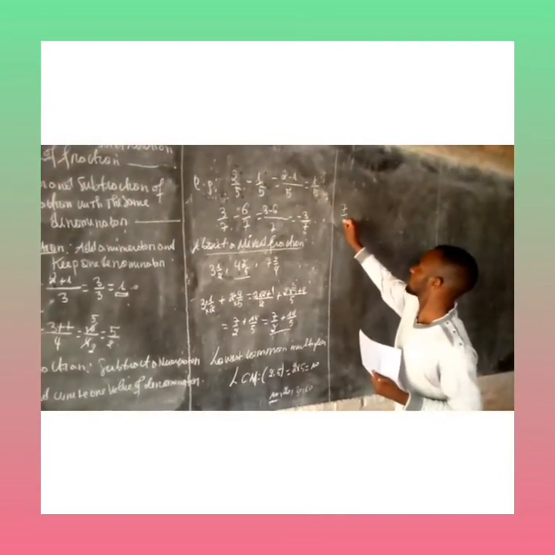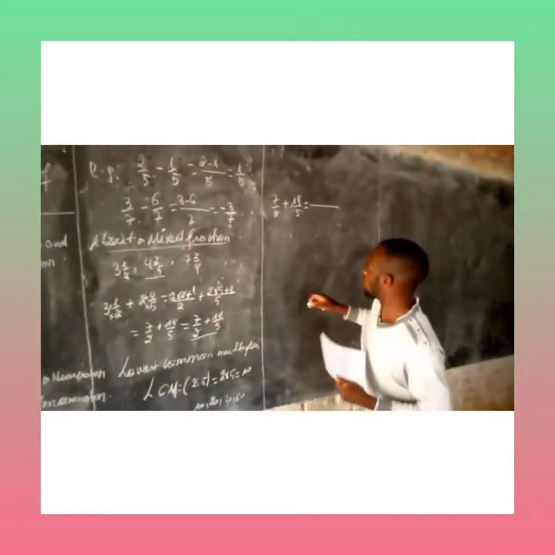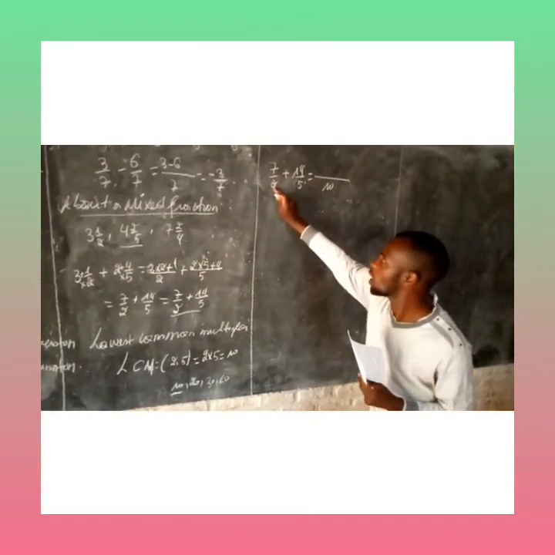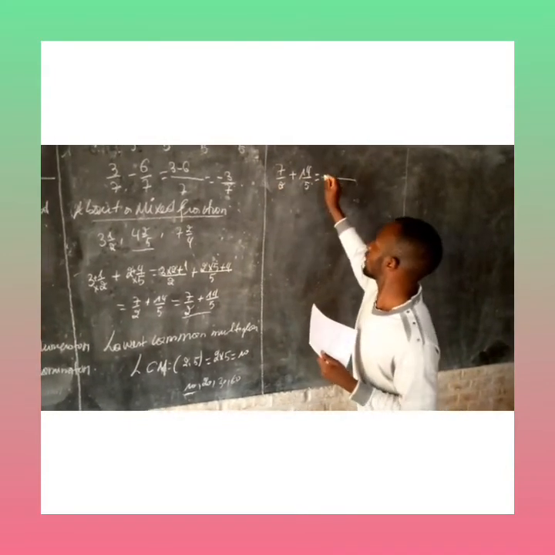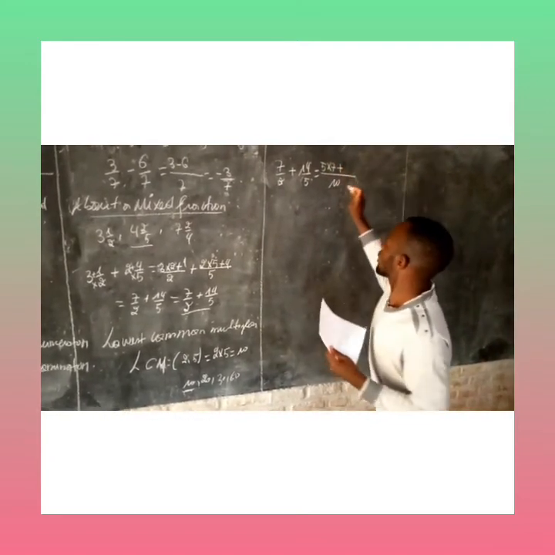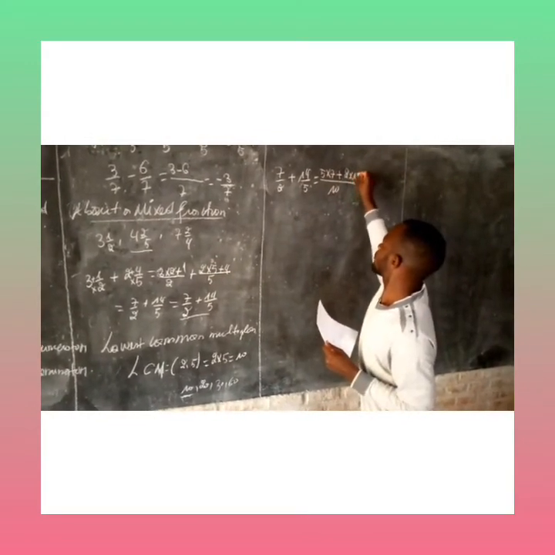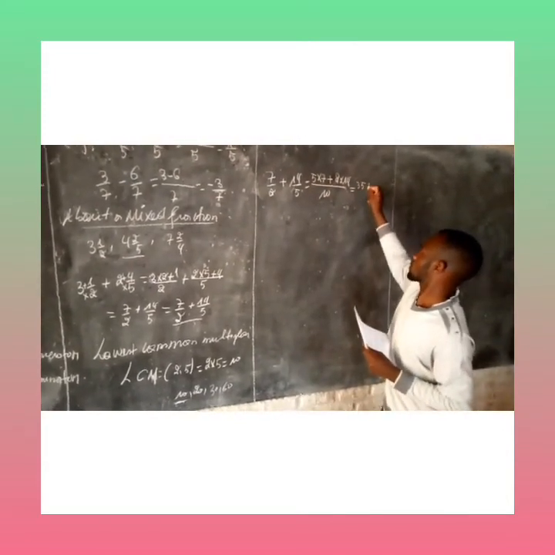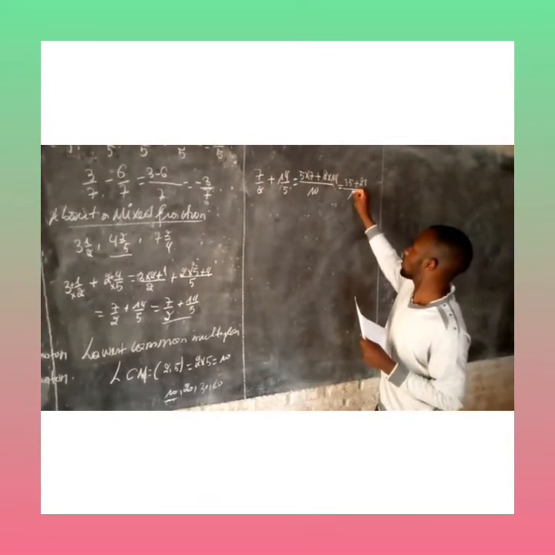You get 7 over 2 plus 14 over 5, and the lowest common multiple is equal to 10. So now 10 divided by 2 is equal to 5, and now we take 5 multiplied by 7. Plus 10 divided by 5, you get 2, and now we get 2 multiplied by 14. 5 times 7, you get 35, plus 2 times 14, you get 28, which is over 10.